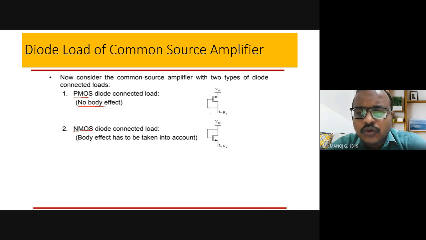This is how you use an NMOS and a PMOS. This is NMOS, this is PMOS. When the arrow is coming out, it is NMOS, and if the arrow is going in, it's a PMOS. So now, instead of that resistor, we are going to use the diode as a load. That's what we are dealing with.